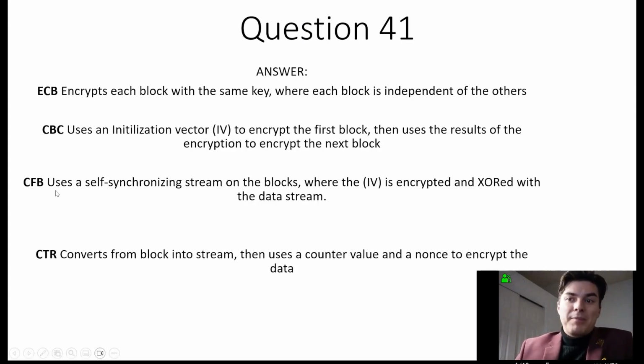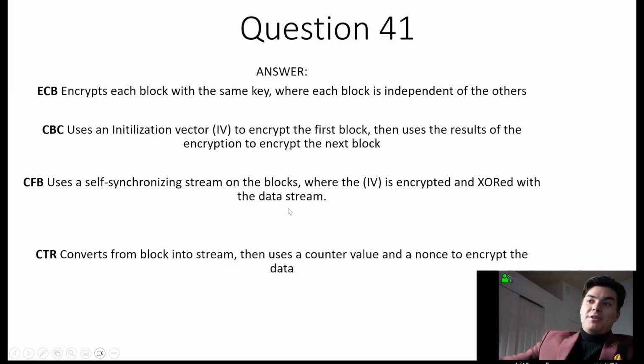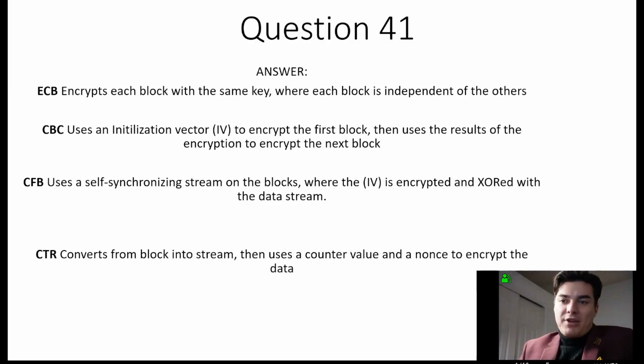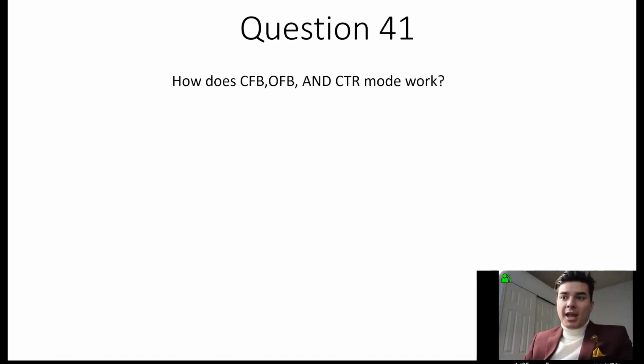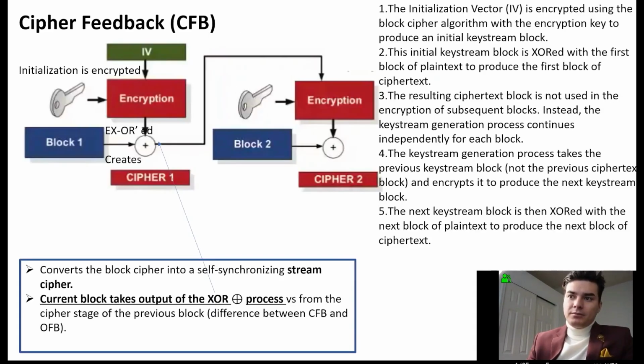So cipher feedback mode uses a self-synchronizing stream on the blocks where the initialization vector is encrypted and XORed with the data stream. On the future questions here, this should say question 40, but that's okay. On the future questions, I'm going to go over cipher feedback mode and counter mode. Counter mode converts from block into stream, and then uses a counter value and nonce to encrypt the data. In 41, we're going to look at cipher feedback mode, output feedback mode, and counter mode.